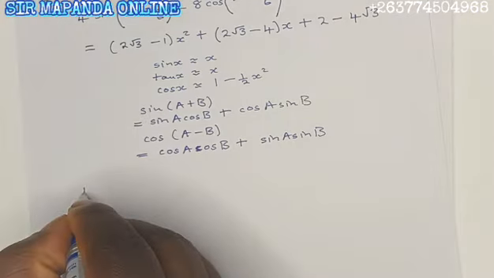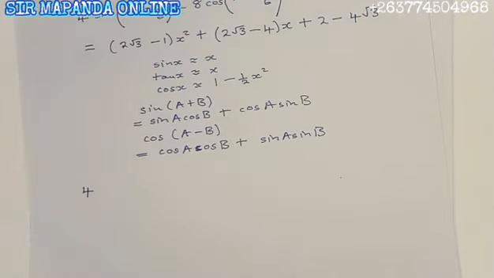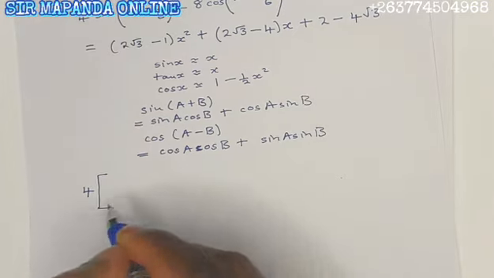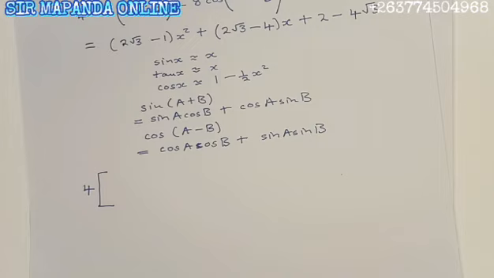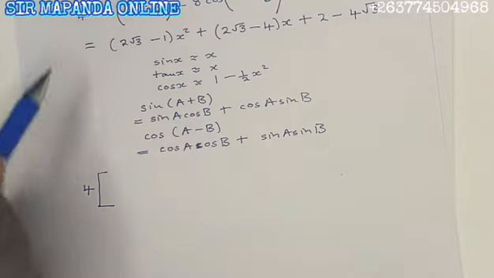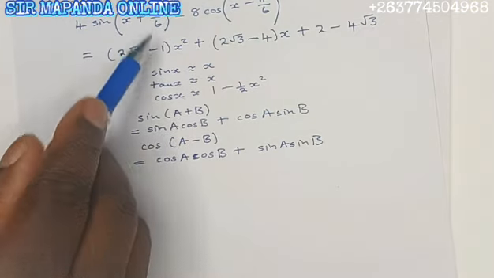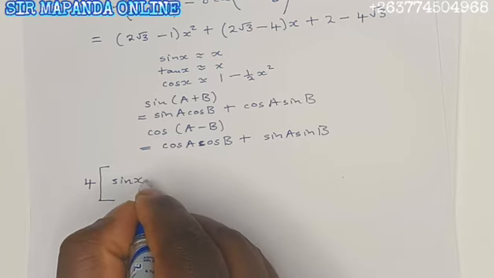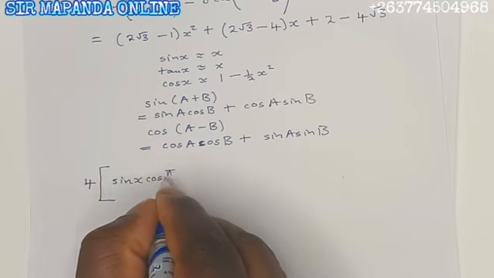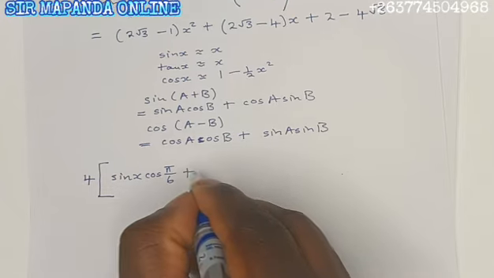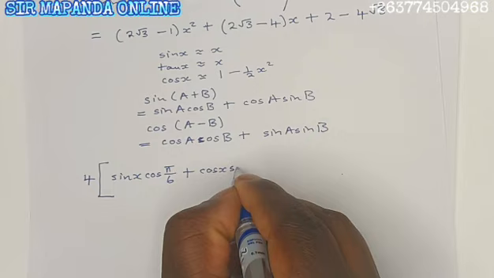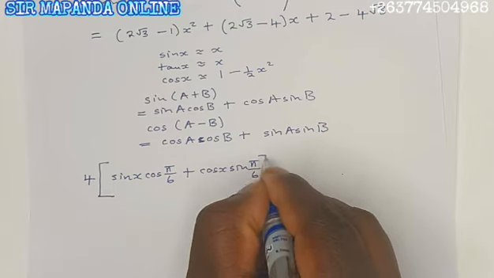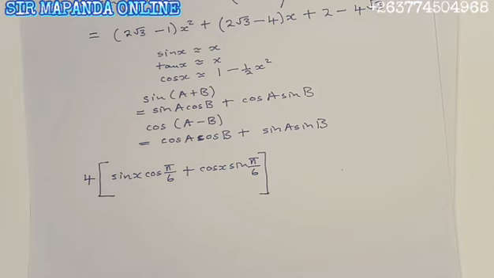So here, I'm going to write 4 as given by the question. Then I'm going to put a big bracket so that I carry out the expansion of sine x plus pi over 6 using this compound formula. So in this case, x is representing our A, pi over 6 is representing our B. So we are going to get sine x cos pi over 6 plus cos x sine pi over 6, then you close your bracket. So this is the left side.